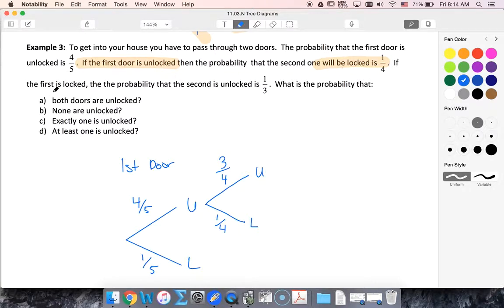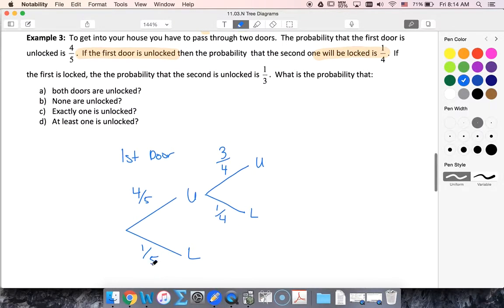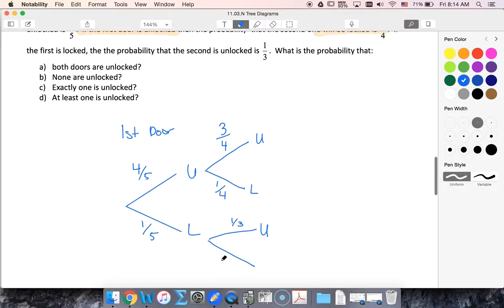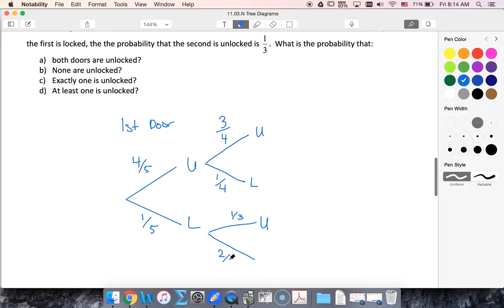If the first one is locked, so now this set of branches, so I have dependent events, the probability of the second one being unlocked is 1/3. So the second one being locked is 2/3. Remember, these are complementary events, so they have to make one whole. I'm either unlocked or locked, but they're all different because I'm looking at dependent events.